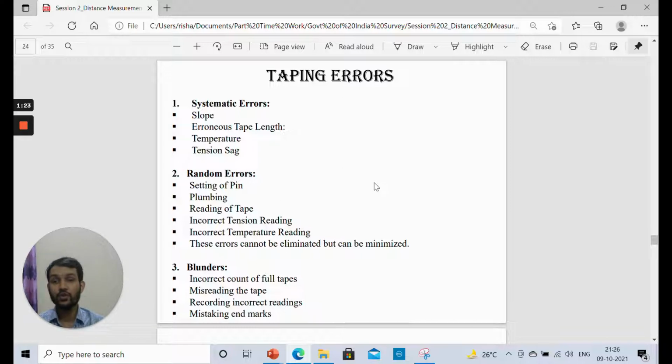The second one can be due to erroneous tape length. It means we are thinking that this particular tape is of 30 meter, but it may be 29.997 meter, or it may be 30.1 meter.